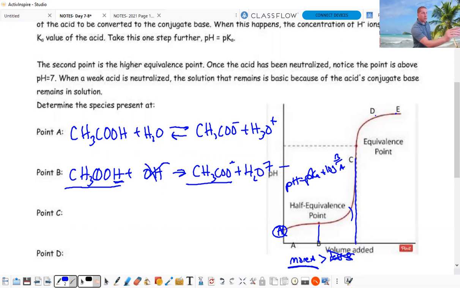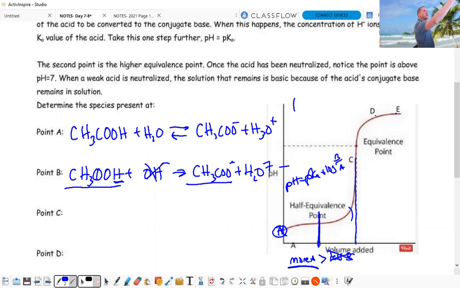Now there's a special point in here though, and that's called the half equivalence point. I said with strong acids and bases, you didn't really have to worry about that because, again, it's a strong acid or base. It's not weak. We don't have to deal with a buffer. There's no buffer. This one there is.